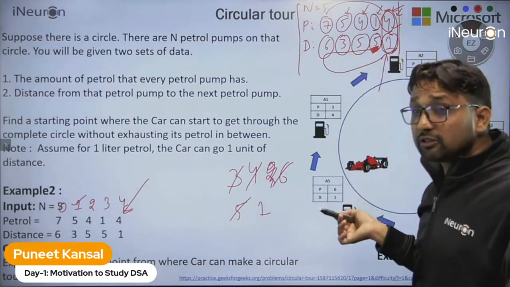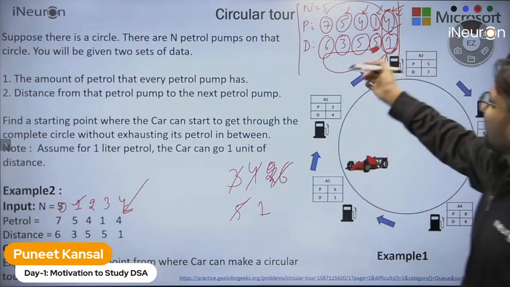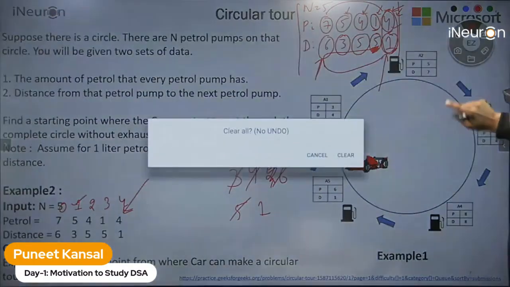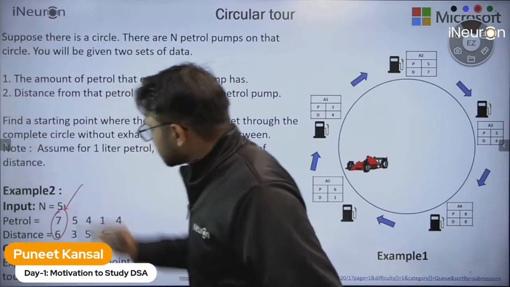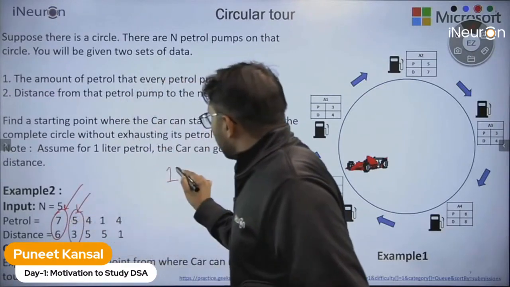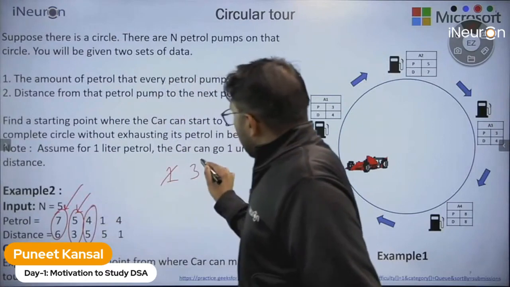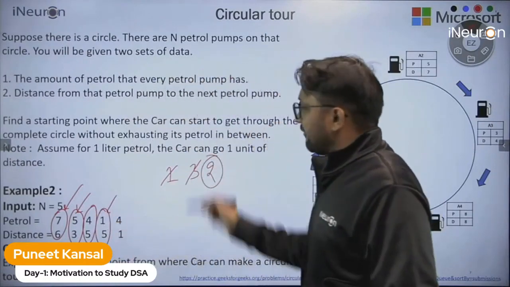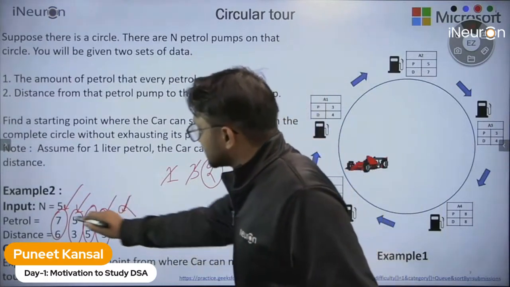In this question, we need to find out what the starting station should be so that I can visit all the stations. But if I'm starting from here, I cannot reach. Let me erase it. I hope this is now visible to you. If I'm starting from the 0th station, how much petrol will be left with me? 1 after reaching here. From here I will get 2 more units, so this becomes 3. Then I consume 1. From here I will require 4 liters extra, but I don't have 4 liters extra, so I cannot move further. I cannot go to this station.